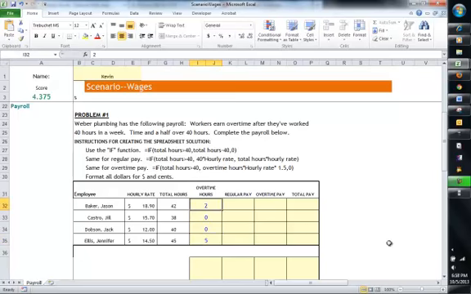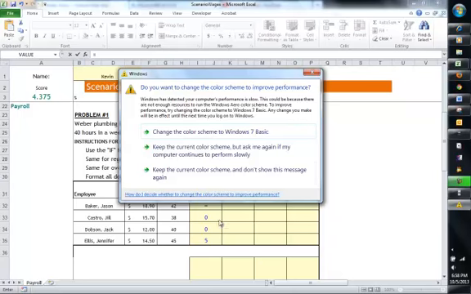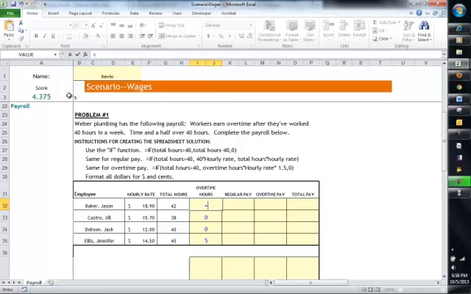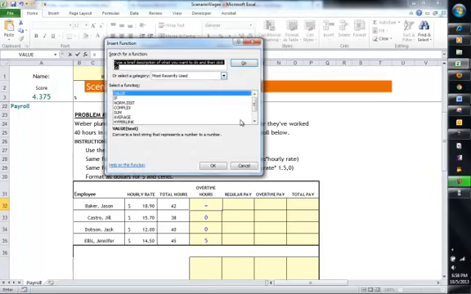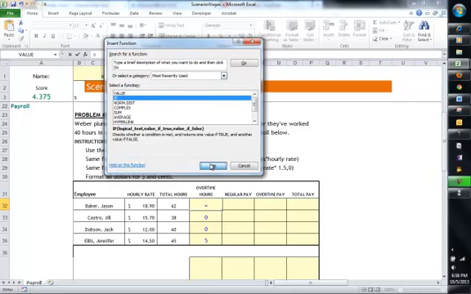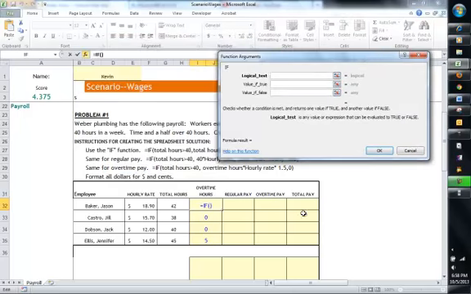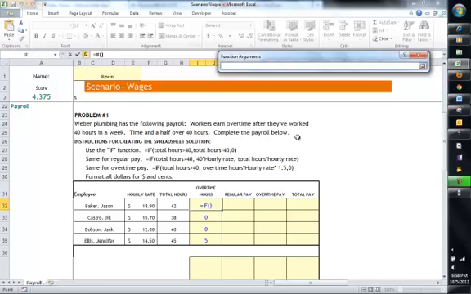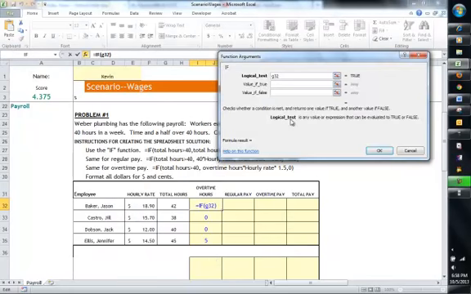But how do we figure that out using the if function? Here's how it works. Equals, and let's look at the if function. If. The logical test is going to be this value right here. We want to know if G32 is greater than 40.